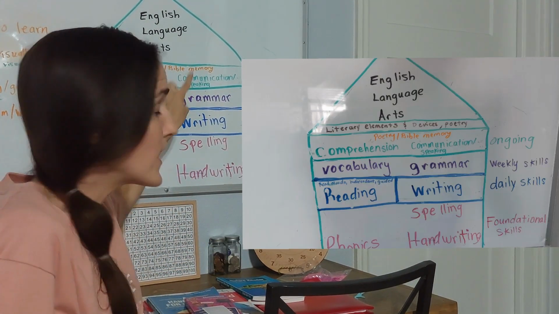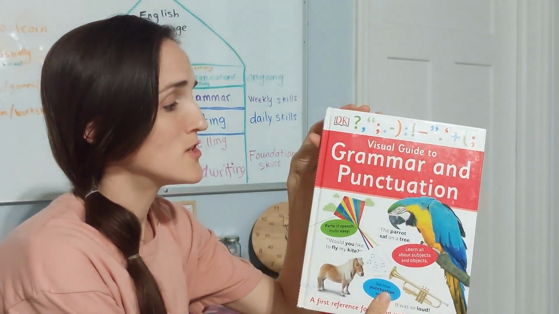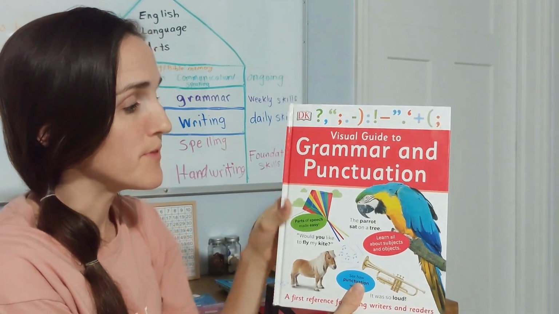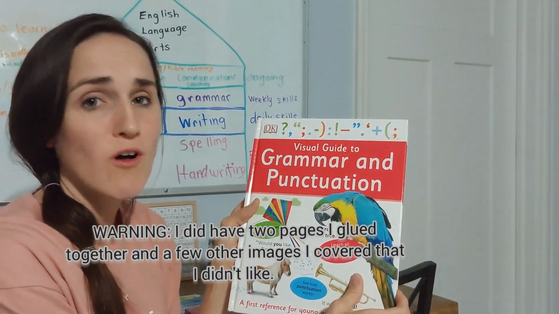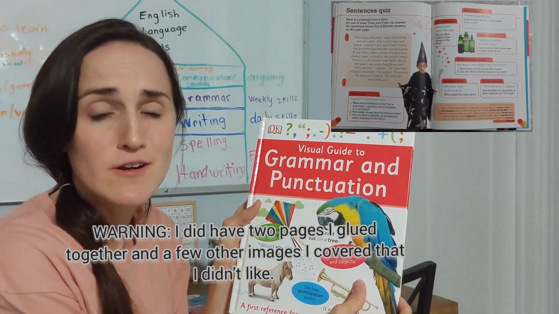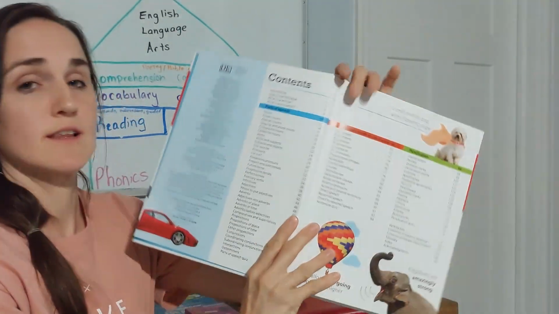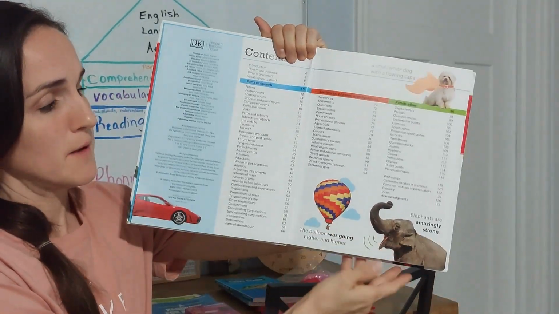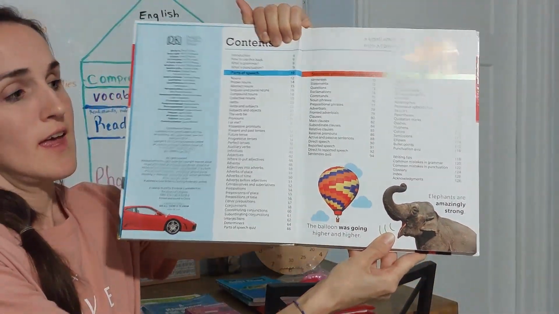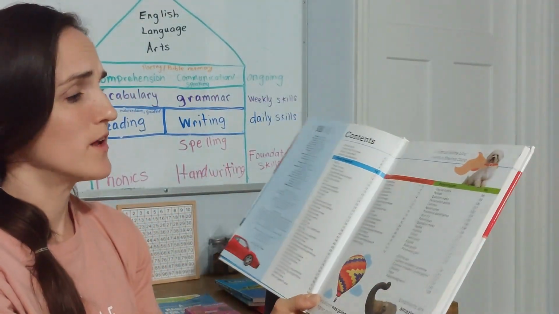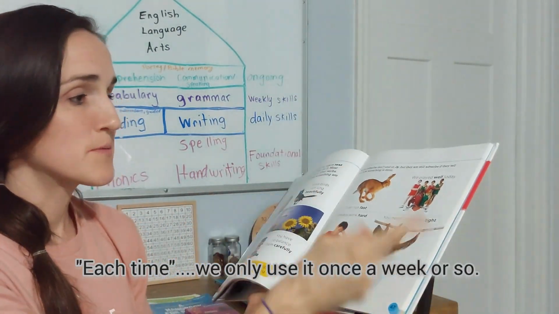So for grammar, we simply use the Visual Guide to Grammar and Punctuation. And the reason why I like this is because you pretty much have all the basic grammar skills you're going to need for primary, maybe all of elementary. Here is the table of contents. Hopefully you can see that, and pause it if you want to see what is covered. And you can just start and read a couple pages each day and keep spiraling back through.